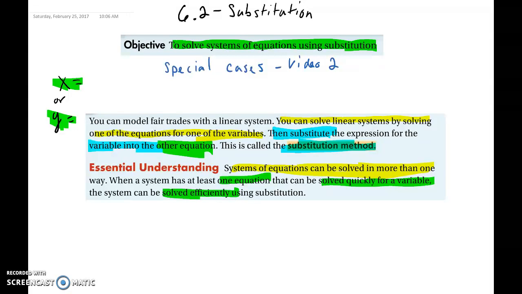Like I was just saying, there are 3 different methods you can choose. You can choose any one that you want most of the time. There will be times on the tests where it says solve using substitution or graphing or elimination. But other than that, you can use whatever method you feel most comfortable with. Alright, so now let's start doing a problem using substitution.